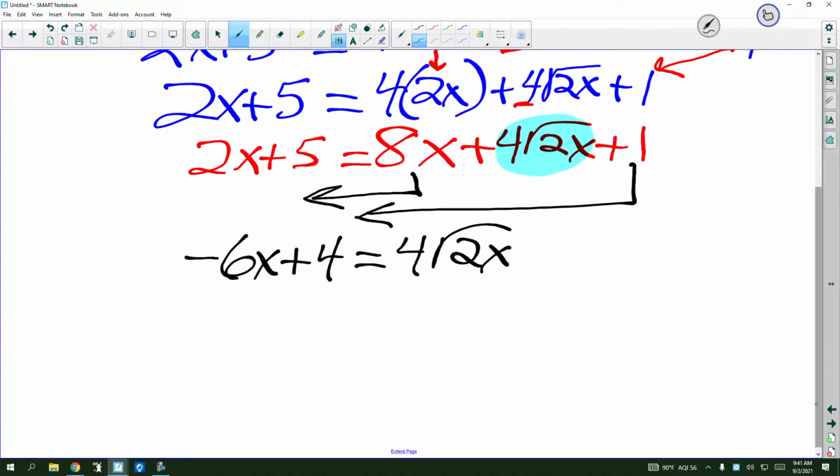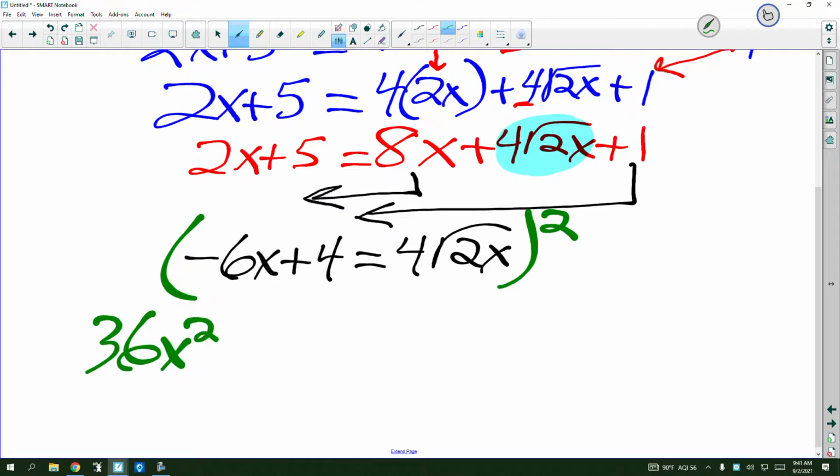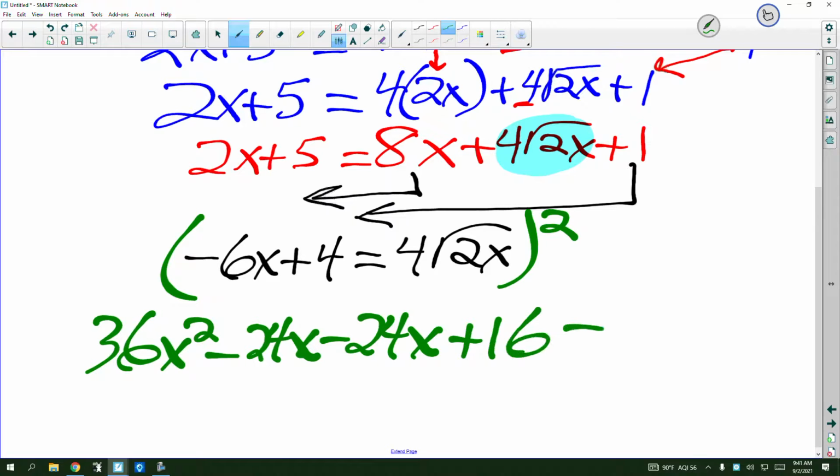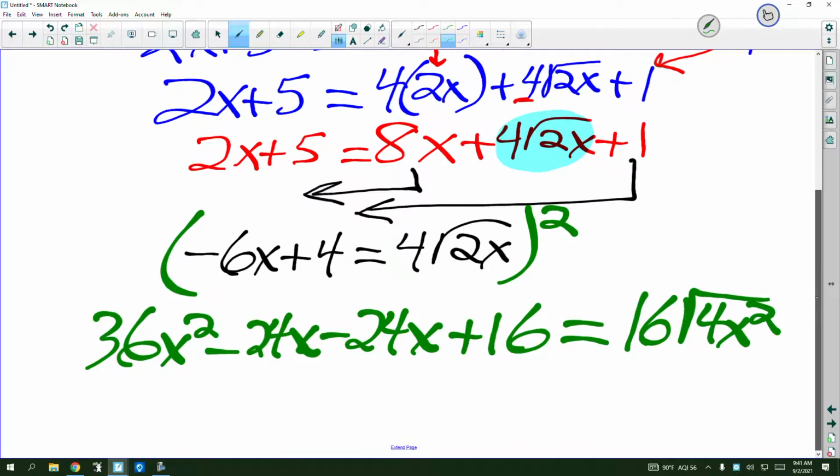Here we go. Divide by 4 and then no, it's 1. Nope. Now I'm going to square it. The left side I have to FOIL. Oh my gosh, this is awful. The right side becomes, I don't like the size of that ink at all.